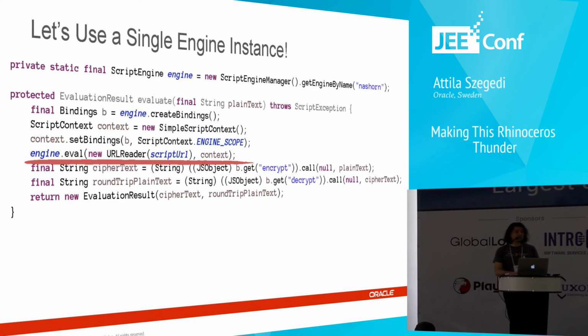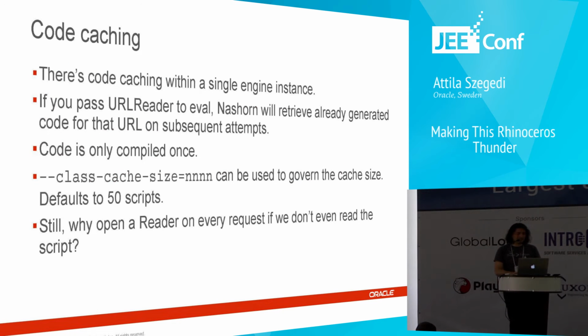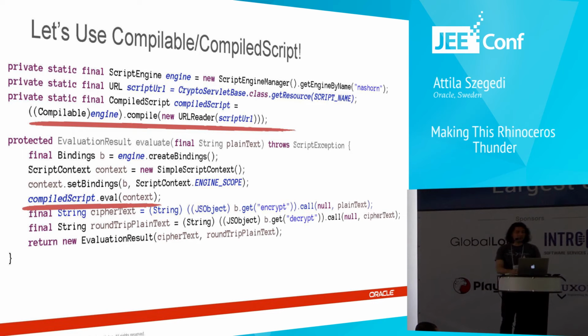Of course, you might ask, why don't we have an API where you just pass a URL? Answer: because the javax.script API doesn't have one. Wasn't me. However, as I told you, you can regulate the size of the class cache because you probably don't want it to get too high. By default, it defaults to 50 scripts, but there is a Nashorn command line switch that you can use to specify the size.